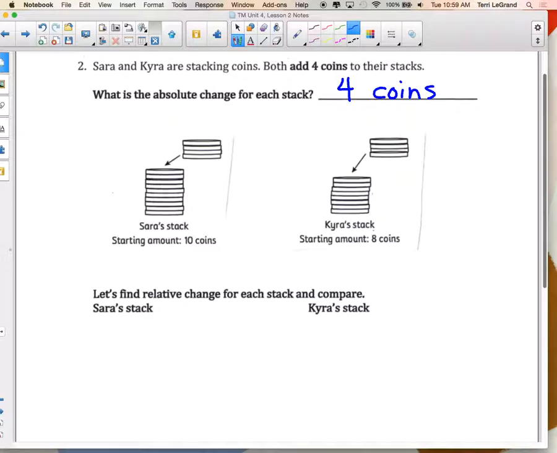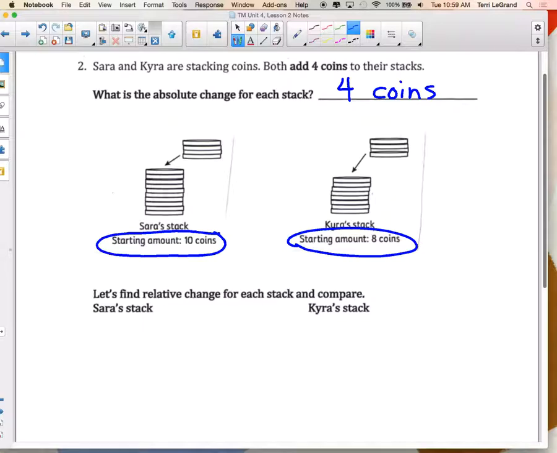Okay. Sarah's stack. What do we need to know about Sarah's stack? The original amount. We need to know how much she started with. There's 10 coins in her stack, to which 4 are going to get added. Kira's stack starts with 8, to which 4 are going to get added. Which one do you predict should have the greater relative change? Which one do you think is going to be affected more by adding 4 coins?